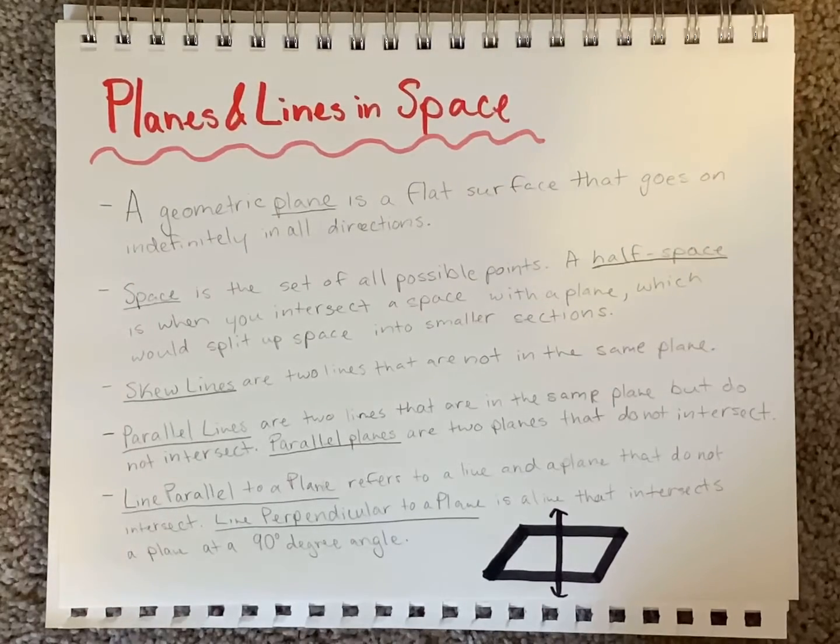Now we'll review two topics: line parallel to a plane and line perpendicular to a plane. Being parallel to a plane refers to a line and a plane that do not intersect. Now a line perpendicular to a plane is a line that intersects the plane at a 90-degree angle. And here you could see I've drawn a parallelogram to show you when you divide it straight down at a 90-degree angle, you can see that it's splitting it up into two parts. And that is planes and lines in space definition.